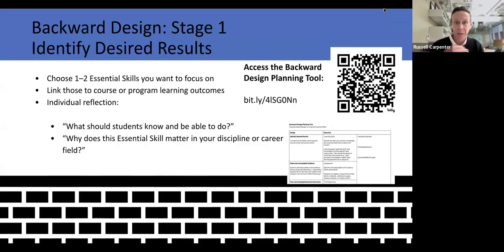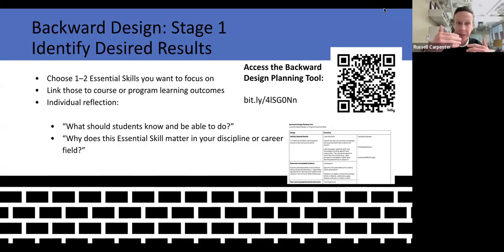So as you're in this phase, I'd encourage you to consider a few questions. First, what should students know and be able to do as a result of taking this course? It's important to be able to articulate that, and you can even use the backward design planning tool here that is available through the QR code or the link to begin thinking about how you would answer that question. And if this is a course that you're very familiar with, and maybe you have taught this course for many times before, for many years, this is an opportunity to reimagine the course in light of embedding that essential skill.